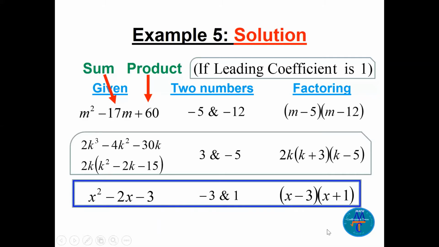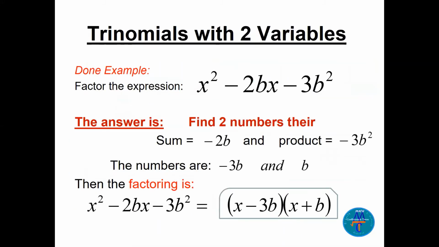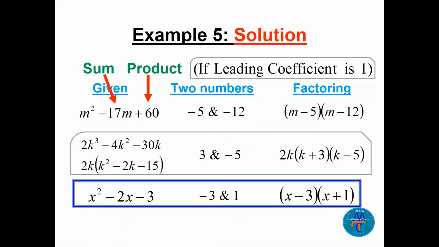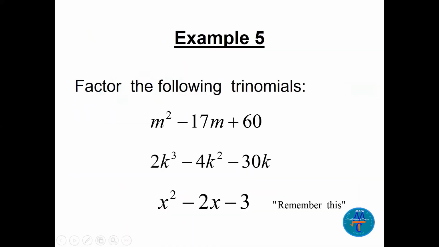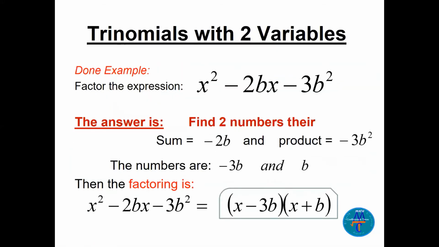Easy, easy. Now, I said remember this one, x squared minus 2x minus 3. I said remember it for a reason. Write it down, please, on a piece of paper. I will write it also here: x squared minus 2x minus 3. Just remember it. Let's go to the next example.